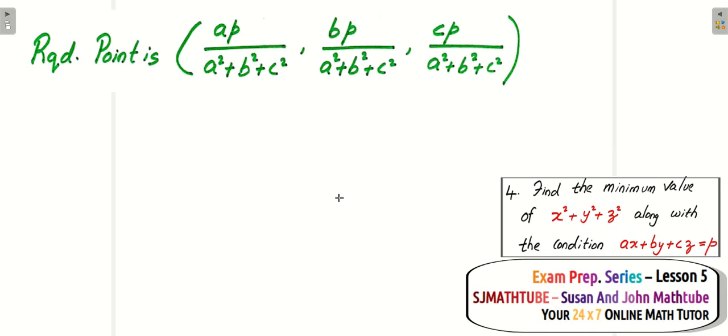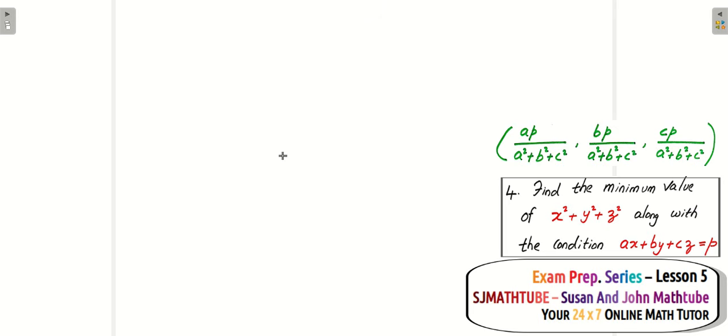I told you the condition itself was weird, so we are going to get something really complex. So the required point is ap by a square plus b square plus c square, and then the one with b, and finally the one with c. Now it is testing time. So before that, you do these things systematically.